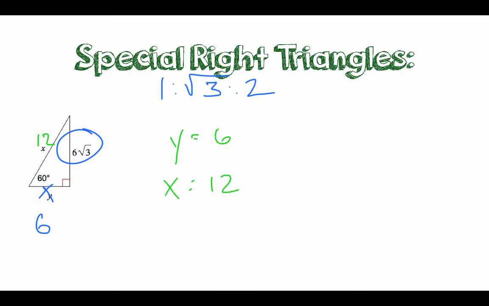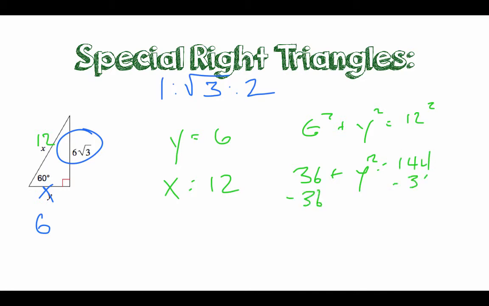Now if you wanted to plug this into your Pythagorean Theorem and give it a shot, we can plug in our two estimates here: 6 squared plus y squared equals 12 squared. Okay, so we get 36 plus y squared equals 144. Subtract 36 from both sides. Alright, we get y squared equals 144 minus 36, which is 108.